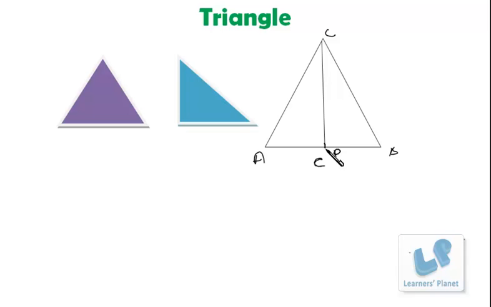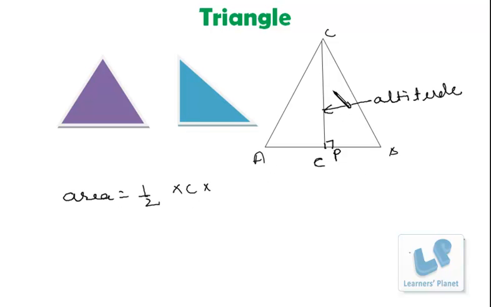So CP is the altitude. Altitude means a line from the opposite vertex to the opposite side. It makes an angle of 90 degrees with the base. Okay, so this is an altitude. In this case the area of the triangle is half base, that is C, into altitude, whatever the length is, I suppose it is L. So it's half base into altitude.